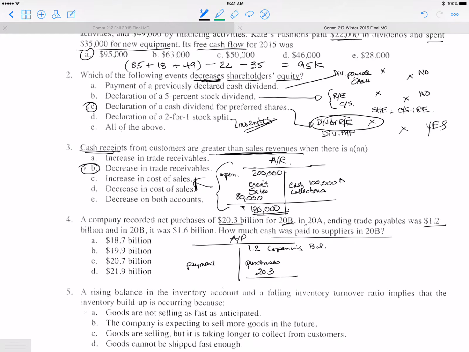So they're telling you that the closing balance was 1.6 billion. Okay? So if you can figure out where these numbers should go, these two should go on the credit side. You know the closing balance is 1.6, and you simply solve for the payments to suppliers. So 1.2 plus 20.3 minus X is equal to your closing balance. So your payment to your suppliers is simply 19.9 billion. Okay, so the answer to that is B.